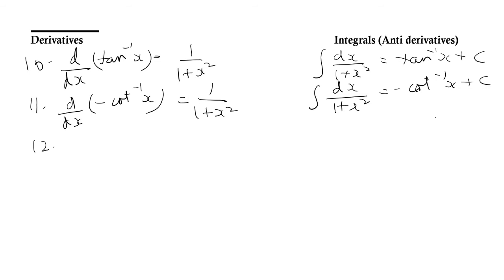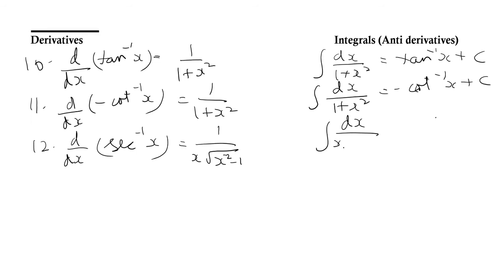The next one, d by dx of secant inverse x is equal to 1 by x into square root of x square minus 1. Hence integral dx by x into square root of x square minus 1 is equal to secant inverse x plus c.